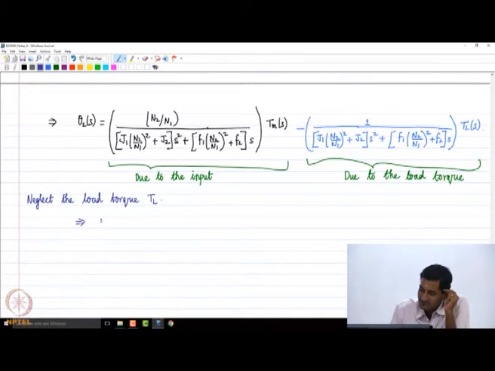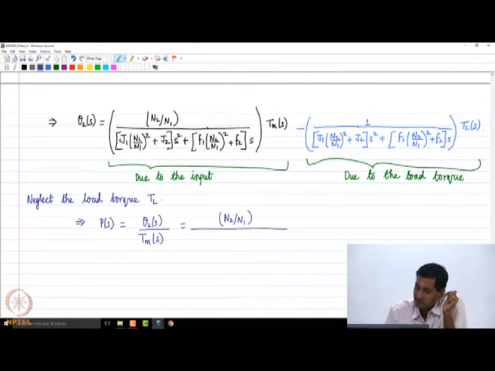This implies that the plant transfer function P(s), which is equal to theta 2(s) divided by Tm(s), is going to be equal to N2 by N1 divided by J1 (N2 by N1) whole squared plus J2, S squared plus F1 (N2 by N1) whole squared plus F2, times S.